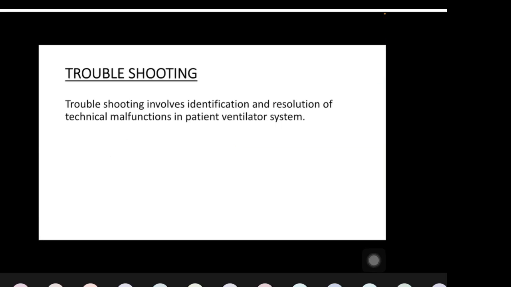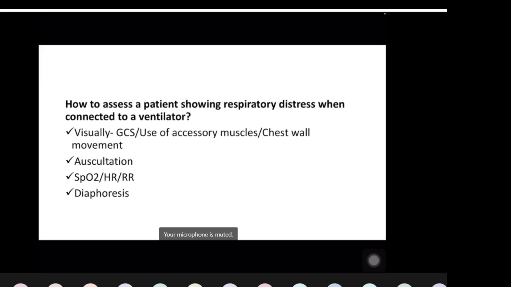Now coming towards troubleshooting. Troubleshooting involves identification and resolution of technical malfunctions in a patient ventilator system. So how do we assess a patient showing respiratory distress when connected to a ventilator? We have ventilated the patient, we have monitored, everything is well and good, but suddenly the patient starts deteriorating with no reason. So how will you assess whether the patient is deteriorating? Visually examine the patient. Is there a change in the GCS, use of accessory muscles, change in chest wall movement, is the patient diaphoretic, anxious?